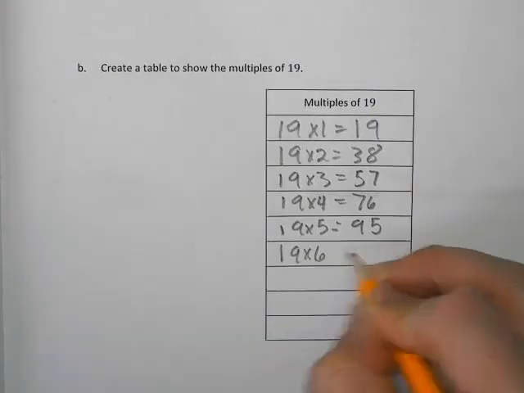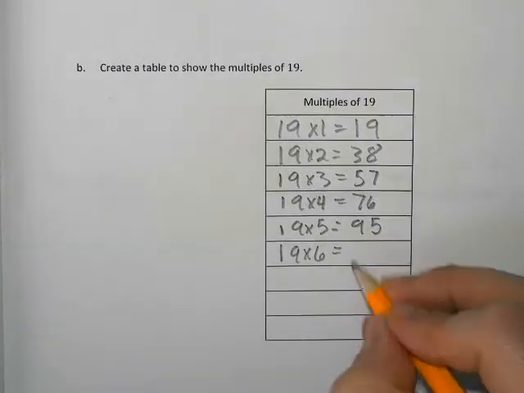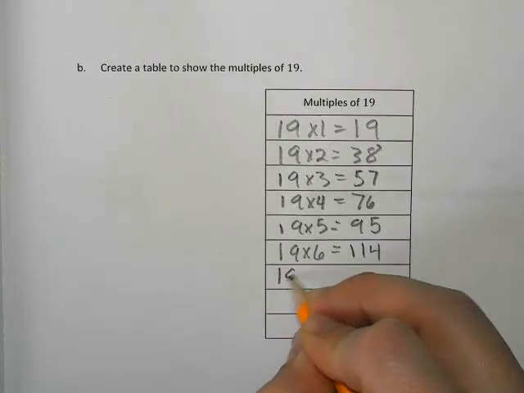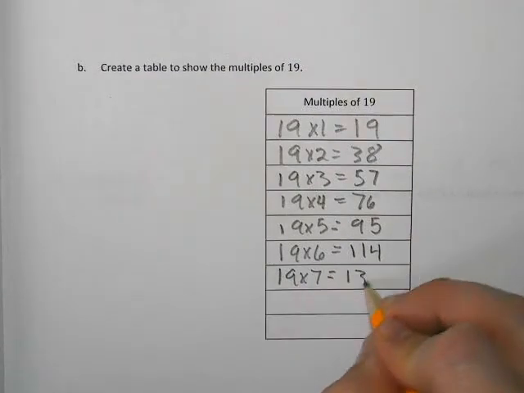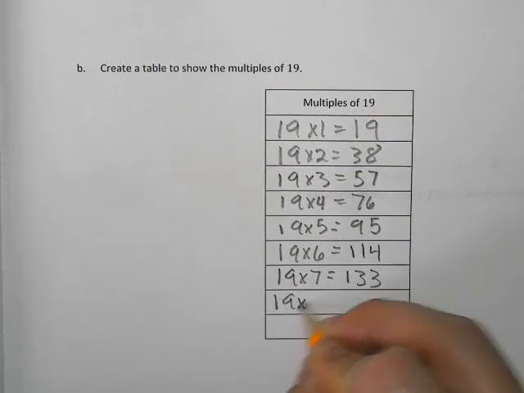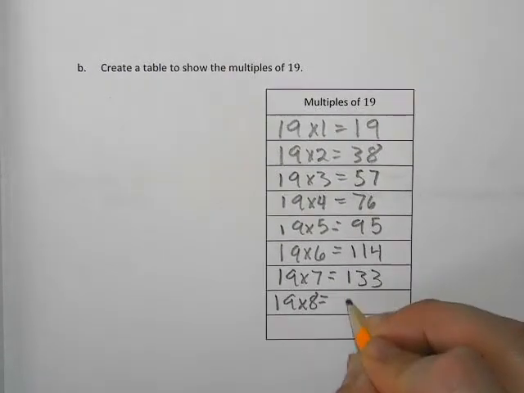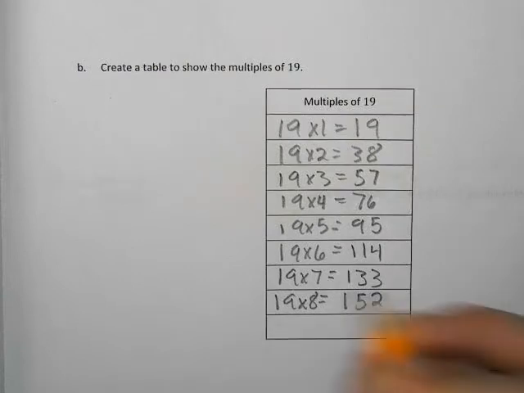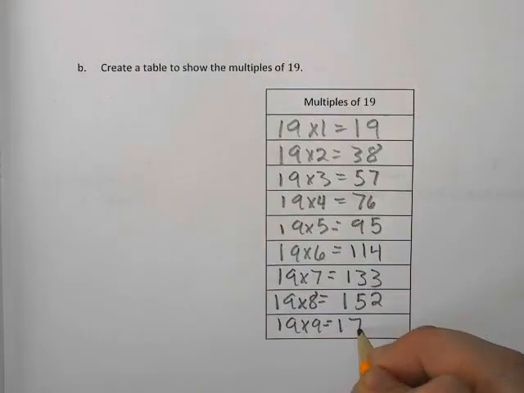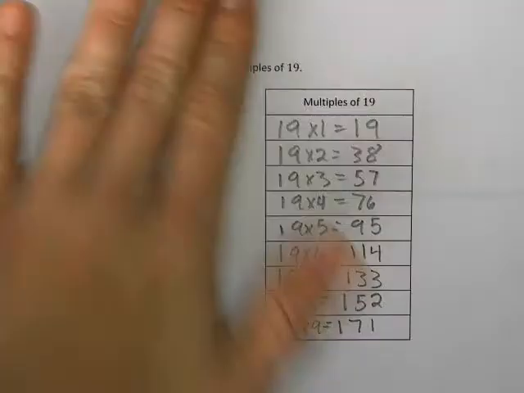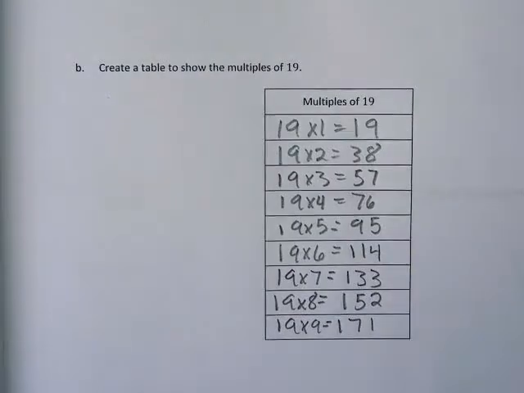19 times 6, 114. 19 times 7, 133. 19 times 8, 152. And 19 times 9, 171. Now, I have all of these here. So now I'm going to do the long division.